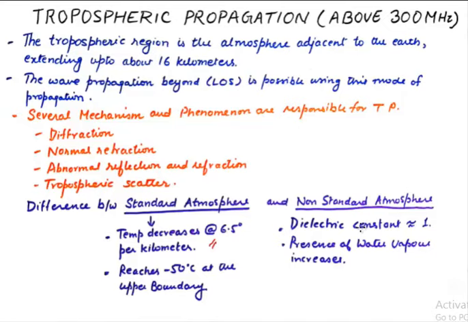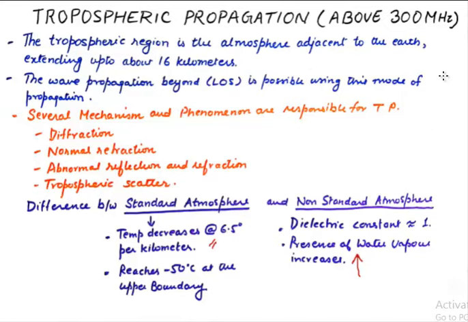But a non-standard atmosphere is defined by irregularities. We know that the dielectric constant near the surface of the Earth is almost equivalent to 1, and as the presence of water vapor increases, the dielectric constant also increases. So you could note this point down, that the presence of water vapor increases the dielectric constant, and the presence of water vapor is irregular at irregular periods of the year.